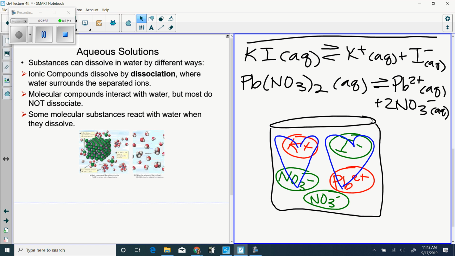This is potassium iodide. It's aqueous, meaning it's dissolved in water. It used to be a powder. We added water to it. It's going to be a colorless solution. This is lead nitrate, lead 2 nitrate, same thing.